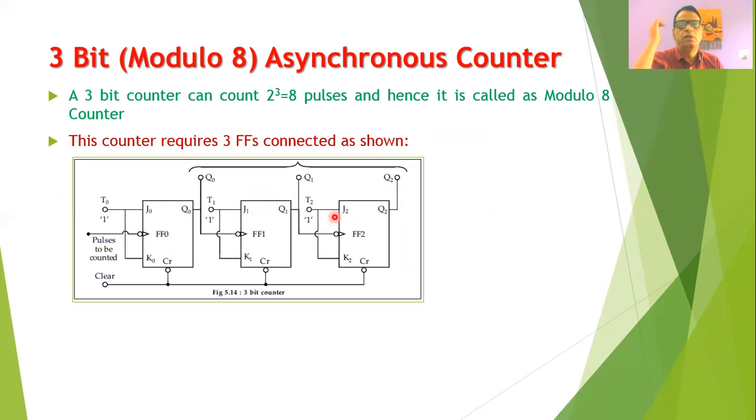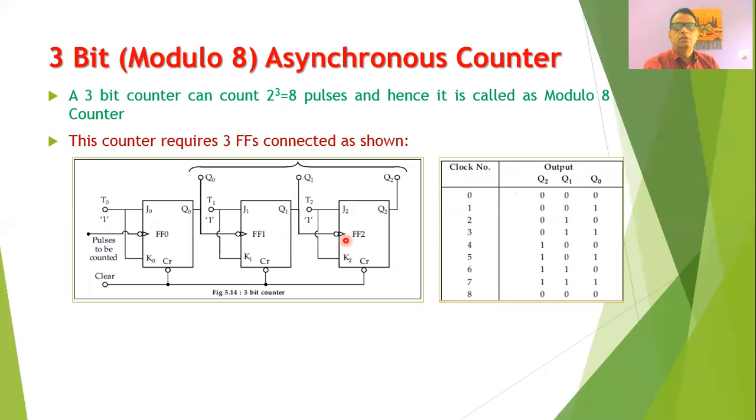Now it is also possible to construct down counters. Whenever you want to construct a down counter, you need to reset the initial output to 111 instead of 000. And also you need to connect the Q0 bar to the clock input, or Q1 bar to the clock input of the next flip-flop, instead of Q0 and Q1.